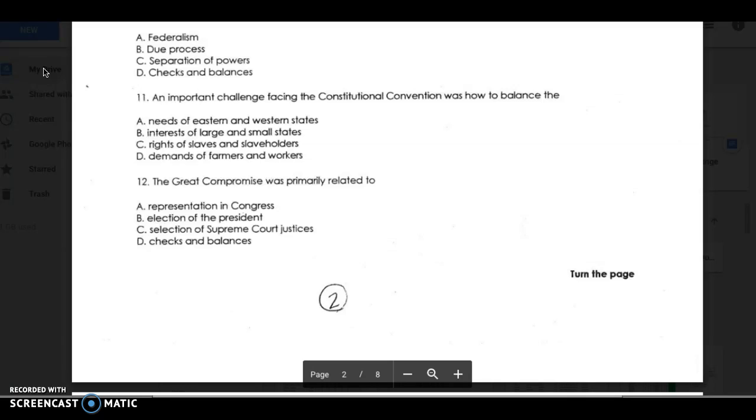Number 11. An important challenge facing the Constitutional Convention was how to balance the A. needs of Eastern and Western states, B. interests of large and small states, C. rights of slaves and slaveholders, D. demands of farmers and workers.